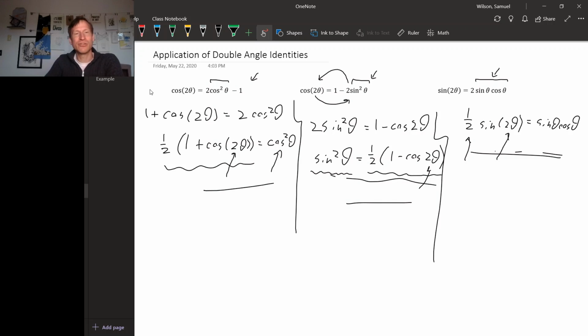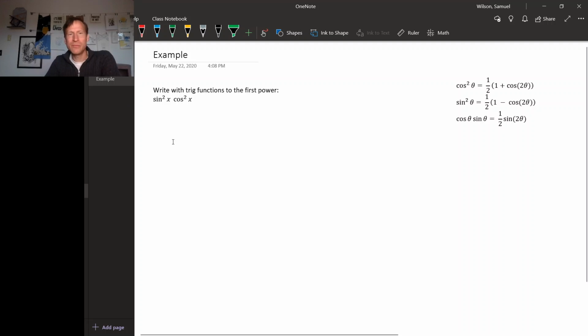And it turns out they are useful. So let's look at an example. So let's write this trigonometric function, but using only trig functions to the first power. Now, it would be a fair question to ask, why would you ever want to do such a thing? But it turns out that this is something that you will want to do in the future. The future here means calculus class, so it turns out this is something you'll need to do in calculus.